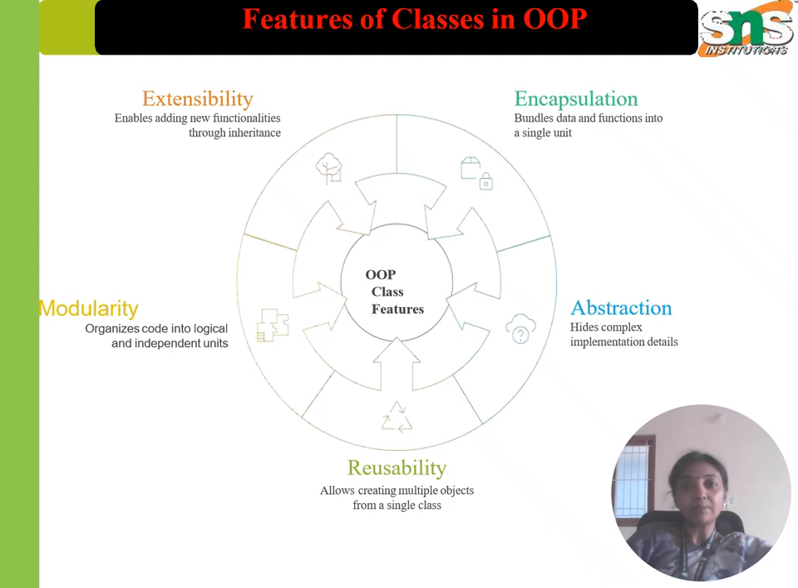Features of classes in OOPS. Extensibility. Enables adding new functionalities through inheritance. Encapsulation. Bundles data and functions into a single unit. Encapsulation is used for data hiding. Abstraction hides complex implementation details. Reusability allows creating multiple objects from a single class. Modularity organizes code into logical and independent units.